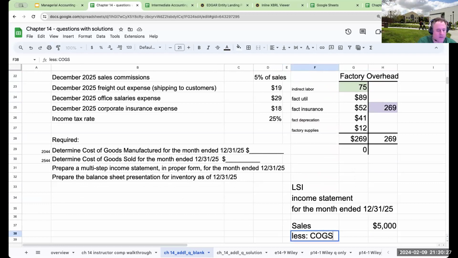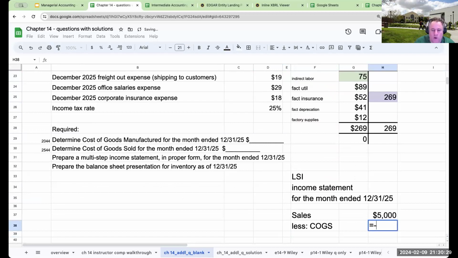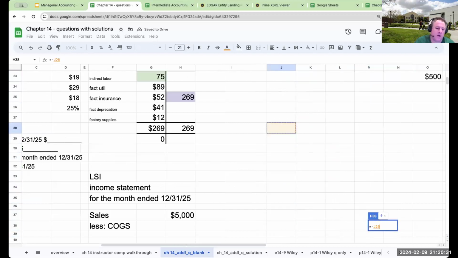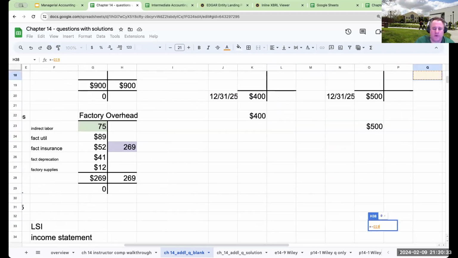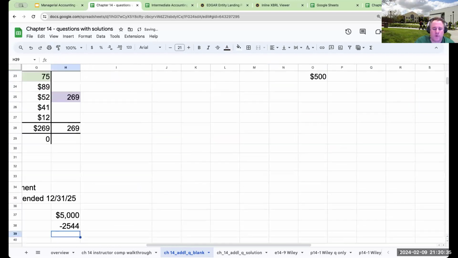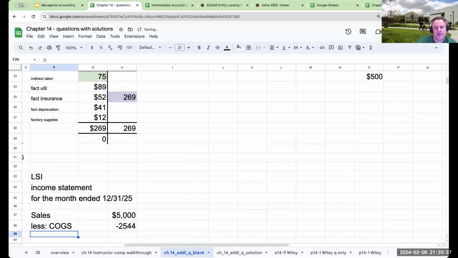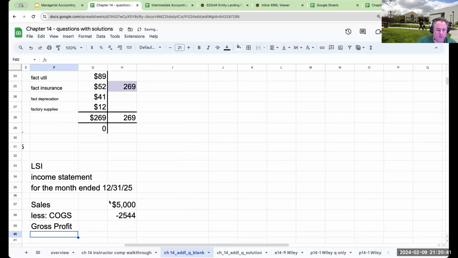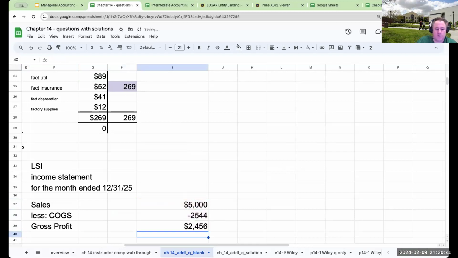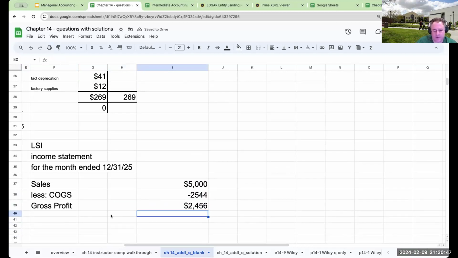Less cost of goods sold. What was my cost of goods sold? Well, my cost of goods sold, I figured it out, was going to be 2544. This is going to give me my gross profit. My gross profit right over here is going to be 2456.